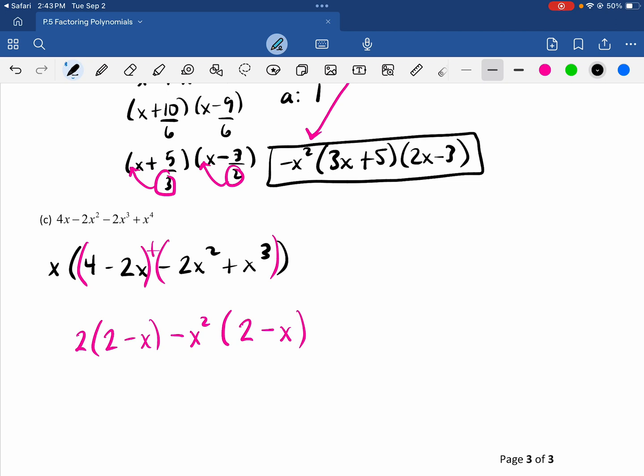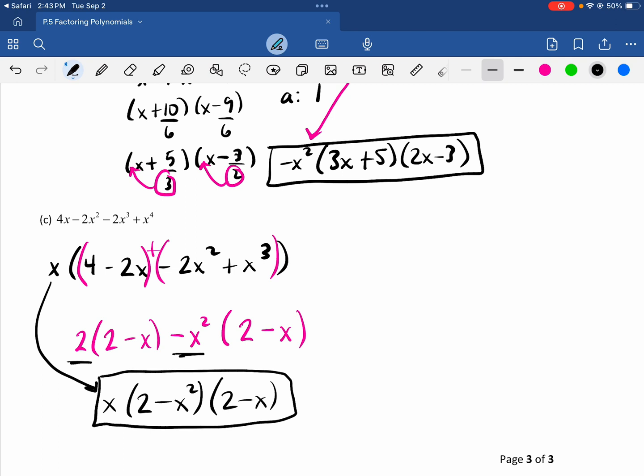Then I will take my GCF from each group. That will be my first factor. And then the one that repeated, I will write it 1 time. And then I can't forget that GCF that we took out at the very beginning. And this is our completely factored answer.